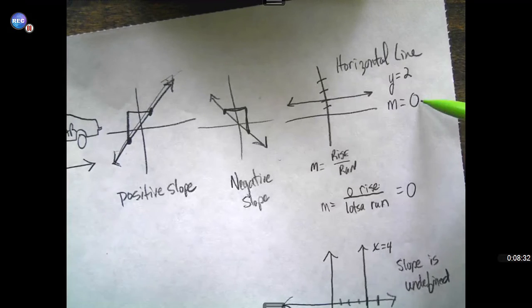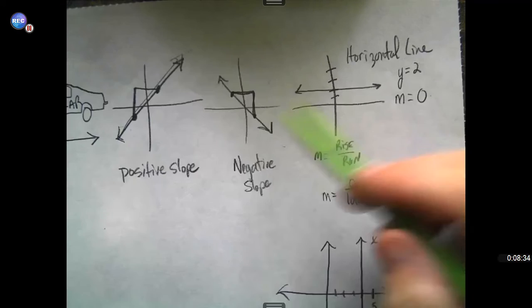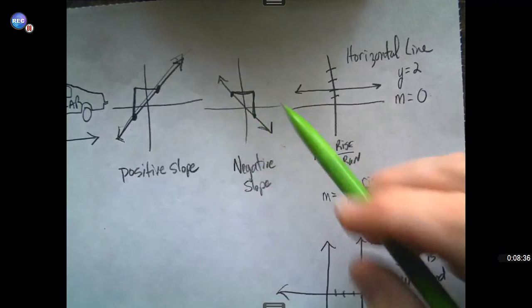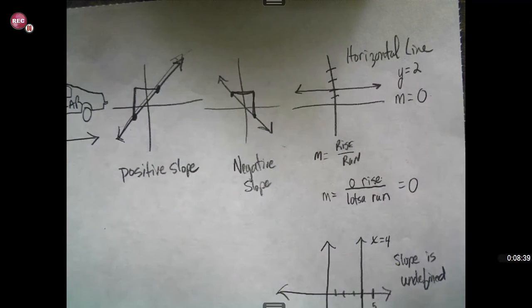Horizontal line, the slope is 0. And then these diagonal lines, the slope could be 2. The slope could be 2/3. The slope could be negative 3/8. We assign a number and there's a way to calculate that number.